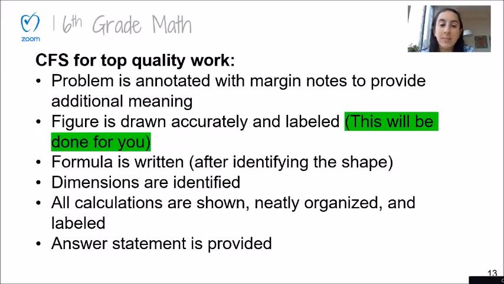The next is dimensions are identified. Use your absolute value and what you know about the coordinate grid to identify your dimensions before you use your formula. All calculations are shown, neatly organized, and labeled as always. And lastly, answer statement is provided. Your teacher is now going to give you more instructions about what they expect from you during your independent practice.